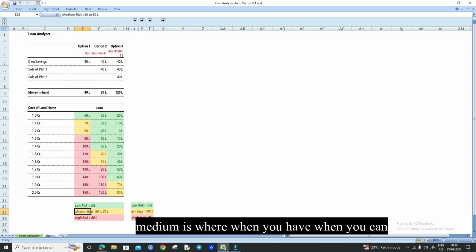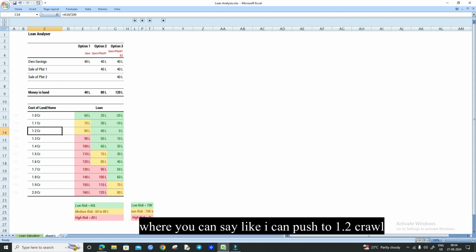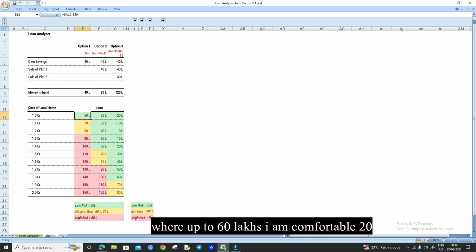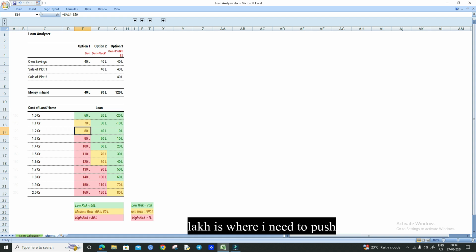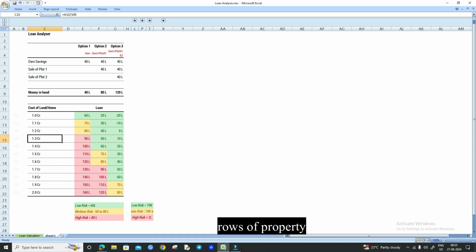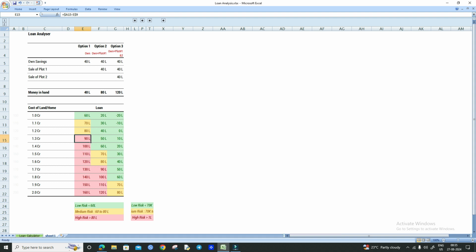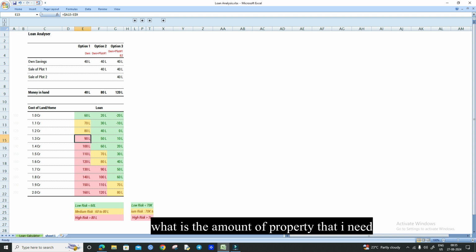Medium is when you can stretch like 70 to 80 lakh, where I can push to 1.2 crore, where up to 60 lakhs I'm comfortable and 20 lakh is where I need to push. High risk is more than 80 lakh. Let's take this as an example. I have only 40 lakhs of money, but if I'm going for 1.3 crores of property, then it's a risk for me because I'm taking a loan of 90 lakhs. So this will give you an analysis of the amount of property I need to buy based on the money availability at different points in time.